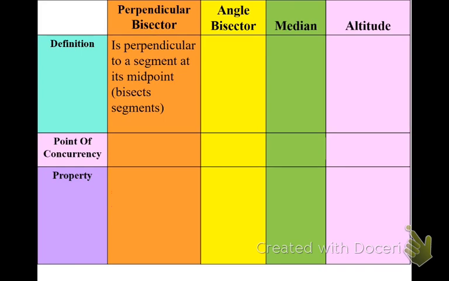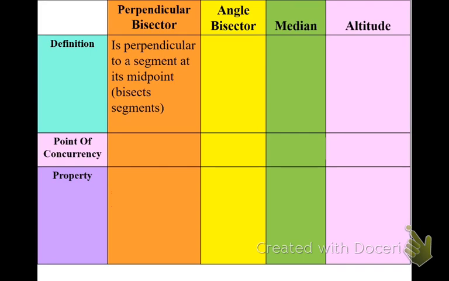Concurrent. Point of intersection of the lines, rays, or segments. Okay, so how many lines, rays, or segments intersect? 3. So when 3 or more lines, rays, or segments intersect. So, what kind of lines are intersecting when I'm asking you the point of concurrency? Perpendicular. Where the perpendicular bisectors intersect, they form a center of sorts.